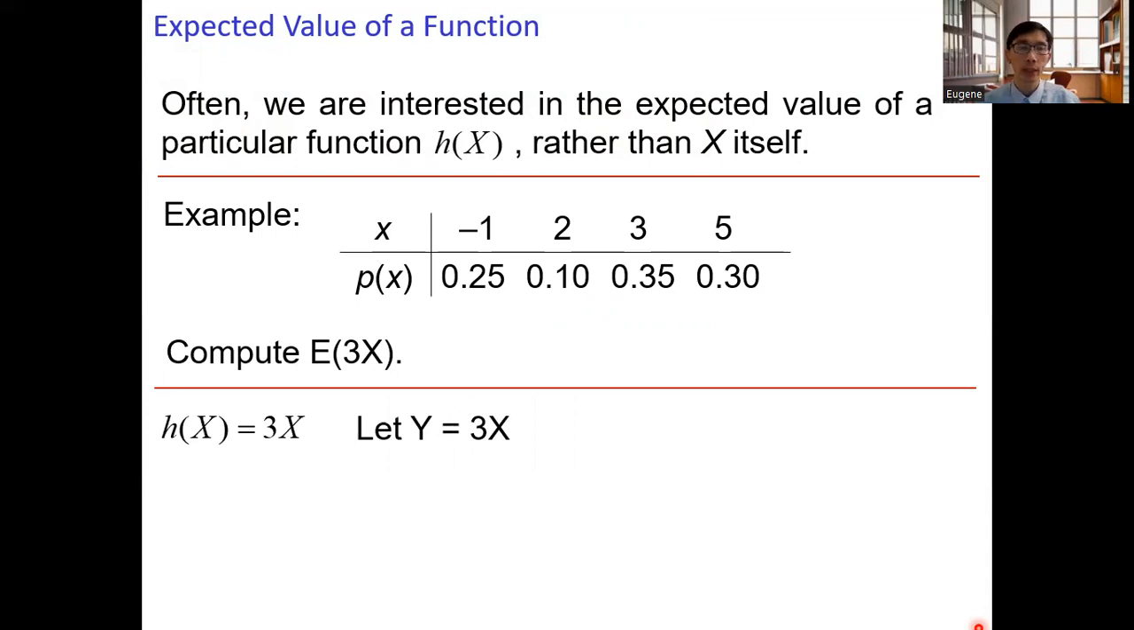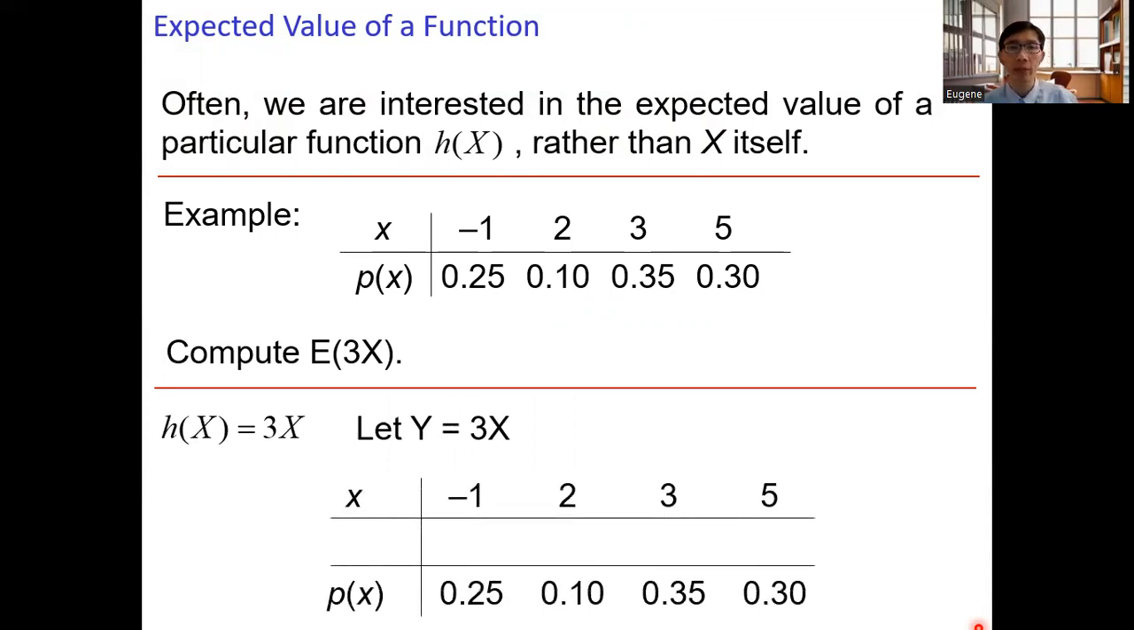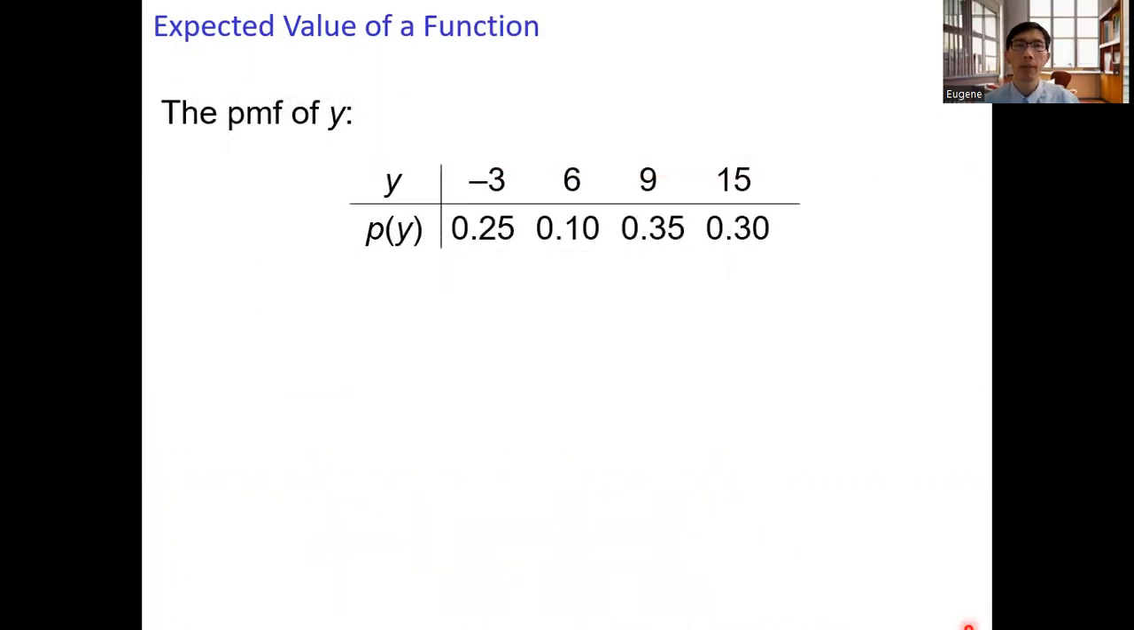From that, we can construct a new PMF table involving the random variable y. For every possible value of x, we get the corresponding value of y, where y equals 3 times x. So here, when x equals -1, y equals -3. When x equals 2, y equals 6. When x equals 3, y equals 9. When x equals 5, y equals 15. The probabilities don't change. And therefore, we have a new PMF table, the table for the random variable y.